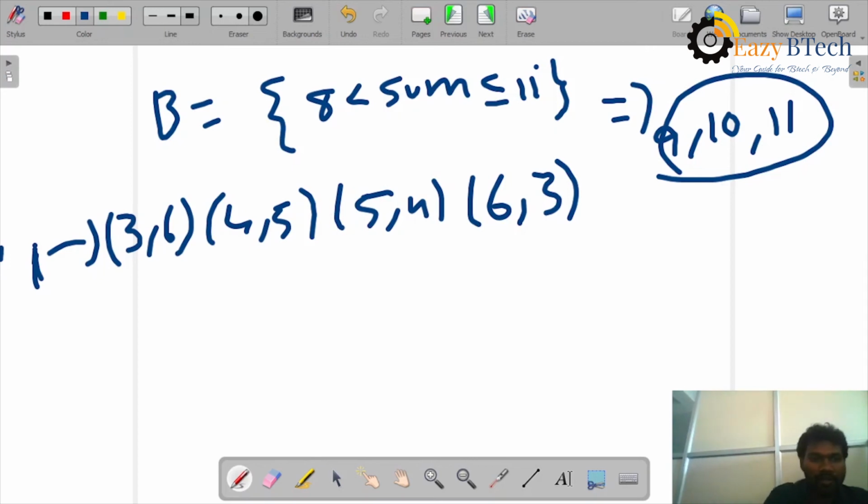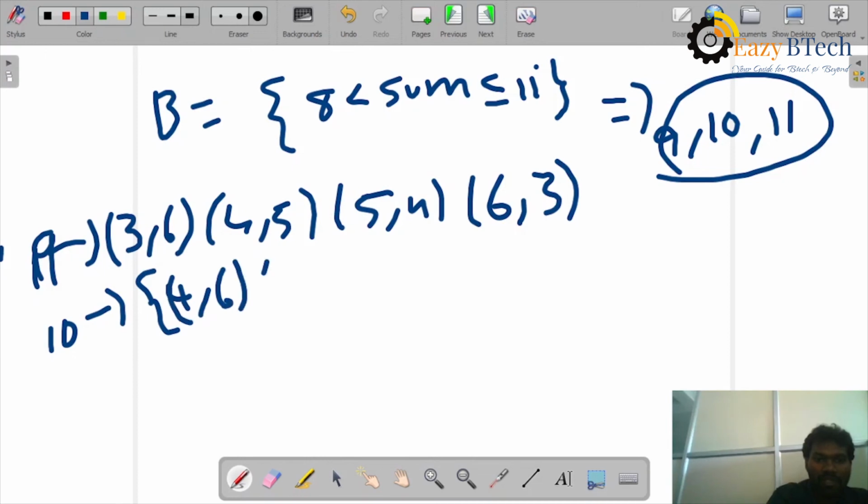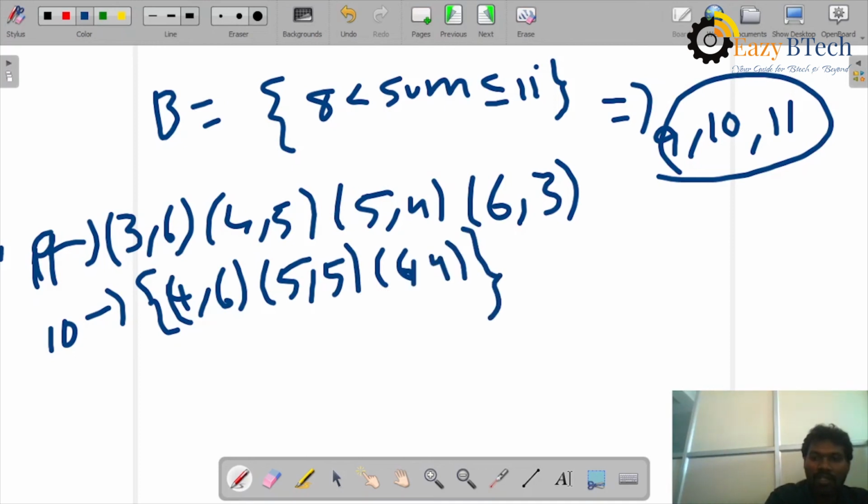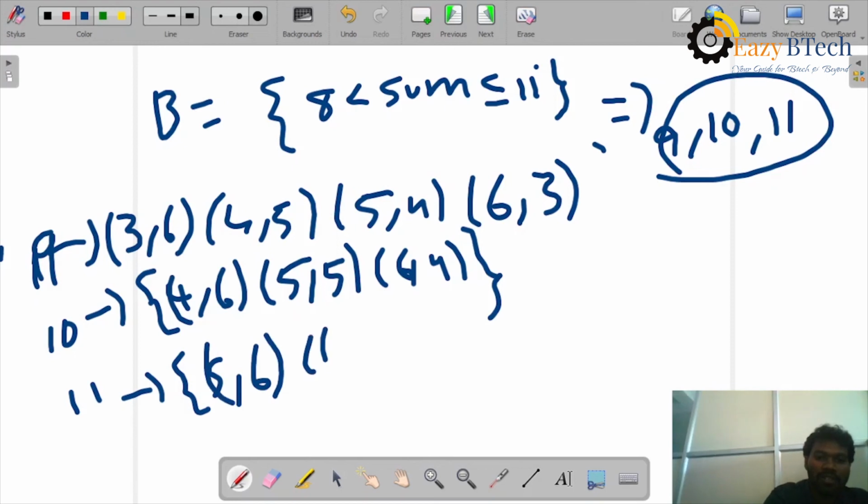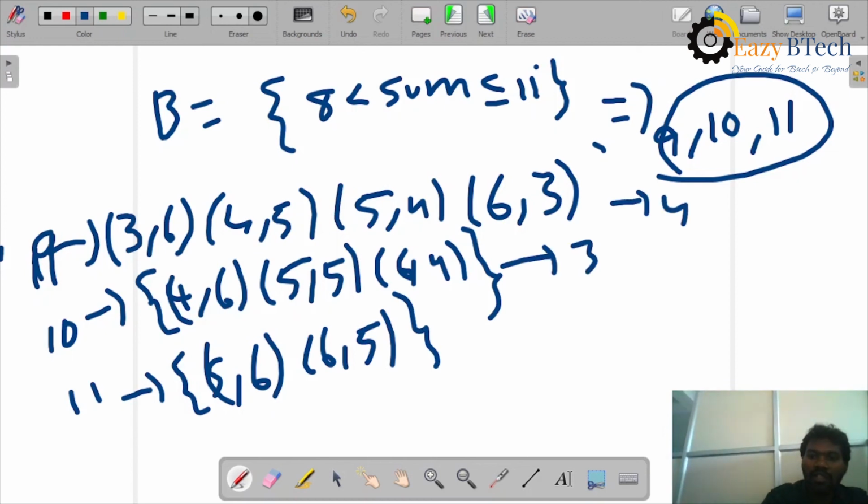This is 9. Next, 10. 10 means you should get what? Suppose I fix it as 4, then 4 comma 6, the next one is 5 comma 5, the next one is 6 comma 4. These are the three chances for 10. Then what is 11? 11 means 5 comma 6, and 6 comma 5. So here this one is 4, this one is 3, this one is 2.